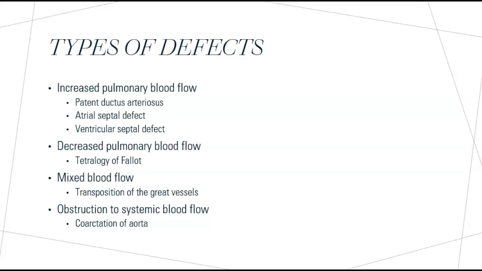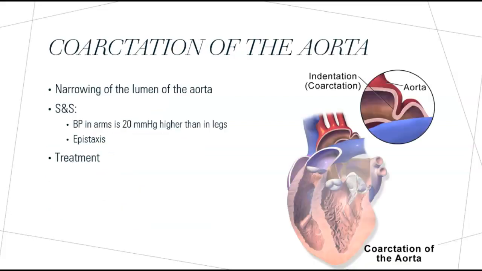This includes aortic stenosis, pulmonary stenosis, and coarctation of the aorta. So what happens in coarctation of the aorta is the aorta, which is when the oxygenated blood flows to the rest of the body, has an indentation or coarctation in it, and it impedes oxygenated blood flowing to the body.